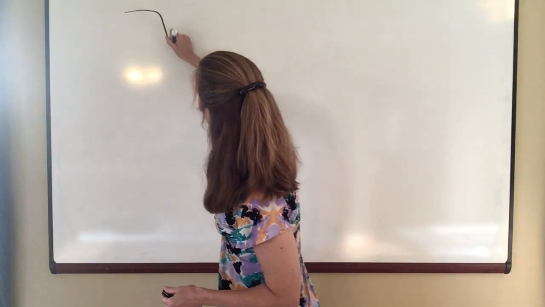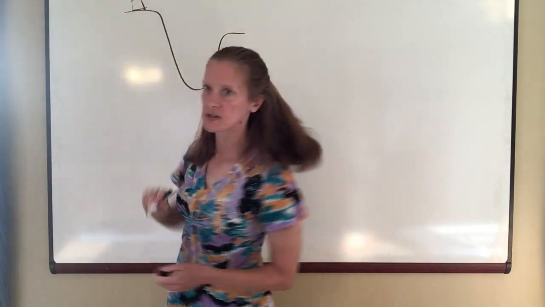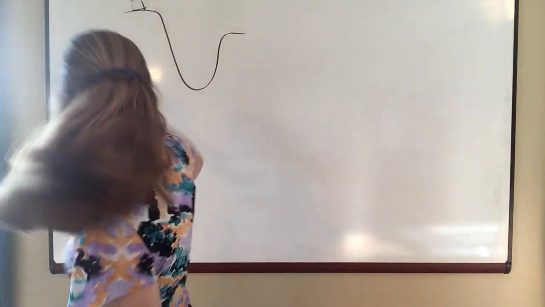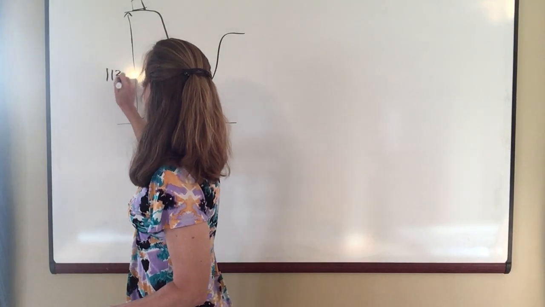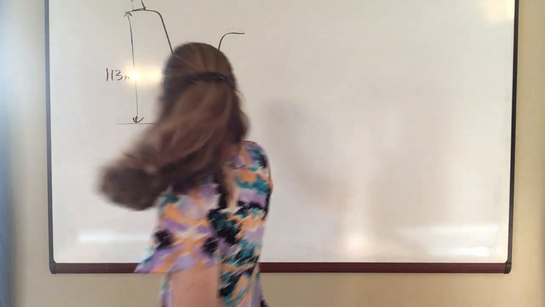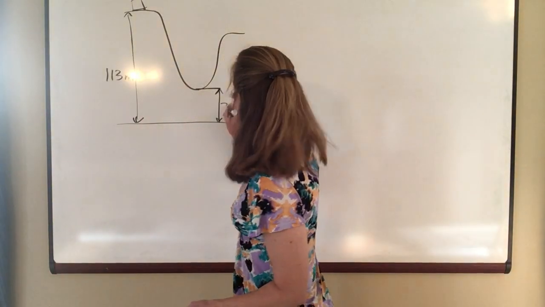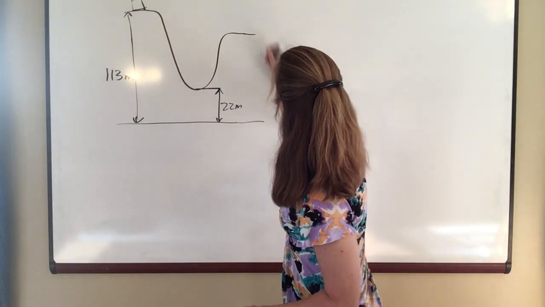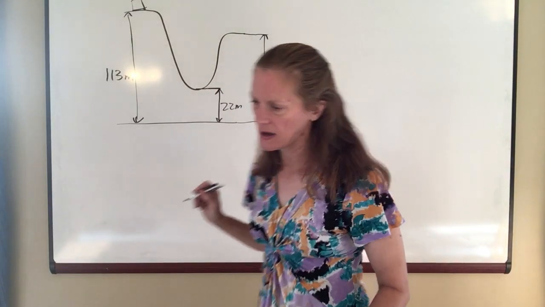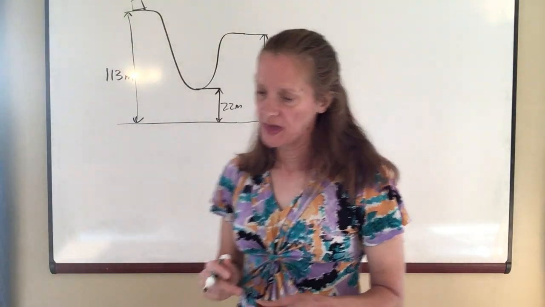Okay, so in this particular problem, we have a roller coaster that looks like this. We have our cars sitting up here. We are given that from here, and they give us the distance all the way to the ground, this is 113 meters. This next dip right here has a height of 22 meters off the ground. And then this next hill, which you'll notice is not as high as the first one, has a height of 67 meters. Okay? So that's the setup.